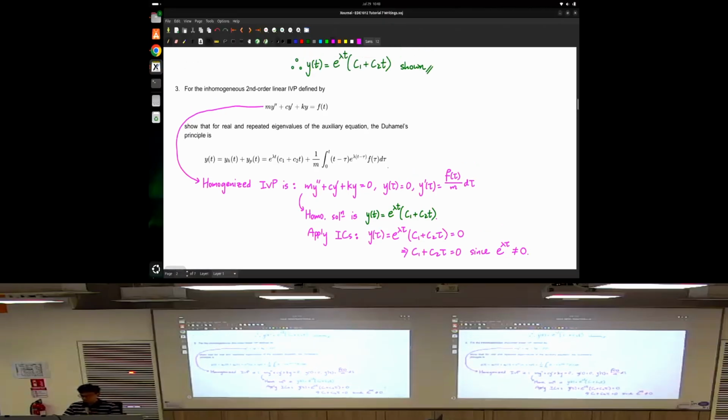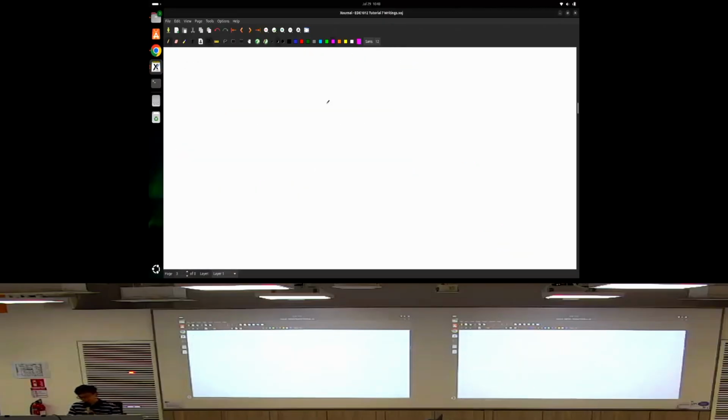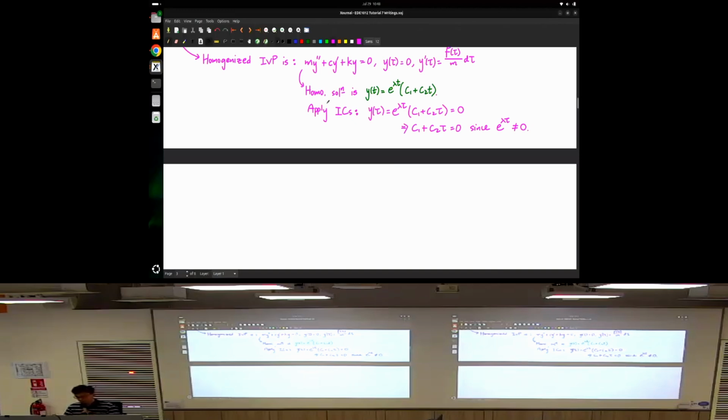Okay, so that's the first initial condition being applied. Then the second initial condition being applied, right? You need your y prime. From here you cannot simplify, which means you've got to differentiate. So let's get my y prime of t first. So y prime of t, as you can see from here.